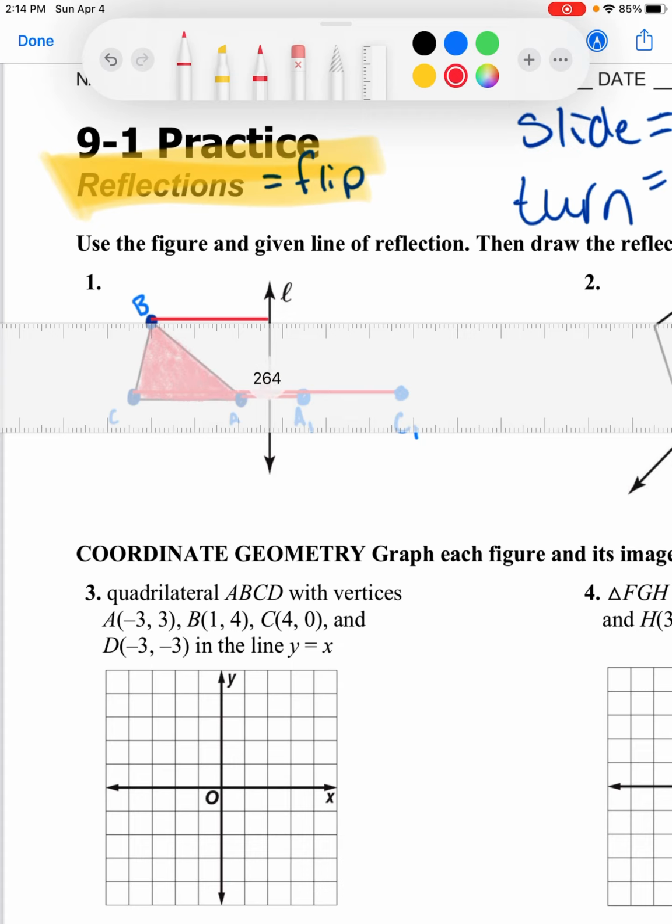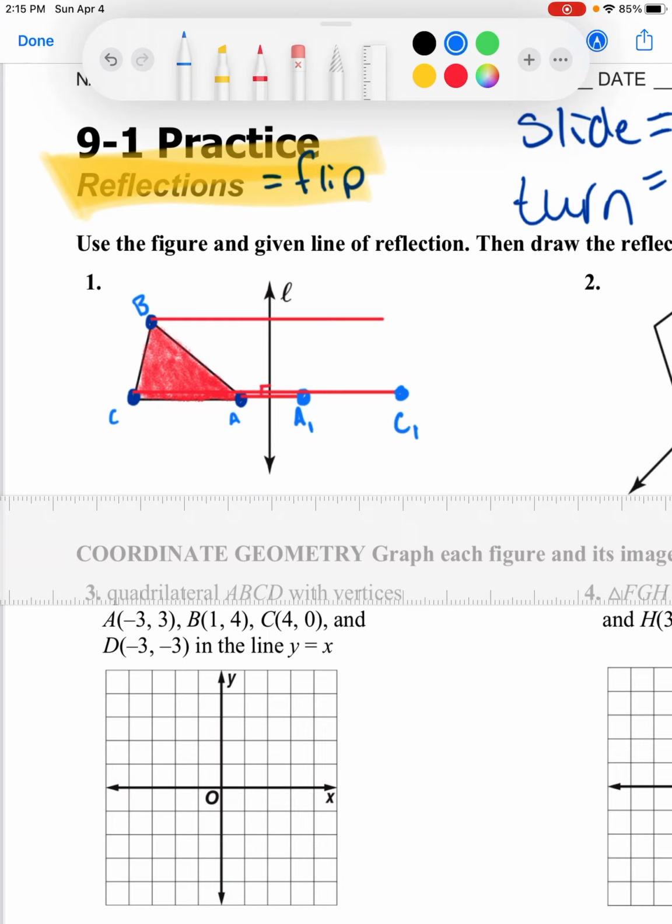We're going to do the same thing for point B, our final point. We're going perpendicular to that line, all the way to the line, which is 264, which would mean 528. 529 is close enough. Then we draw in B sub 1. Now, what we would want to do is connect these new points to create the reflected image of that triangle.